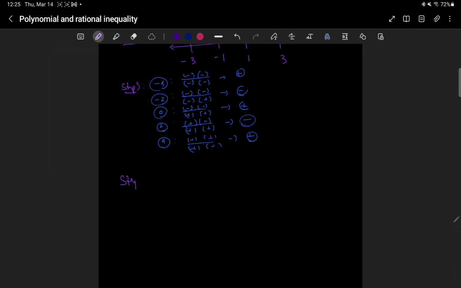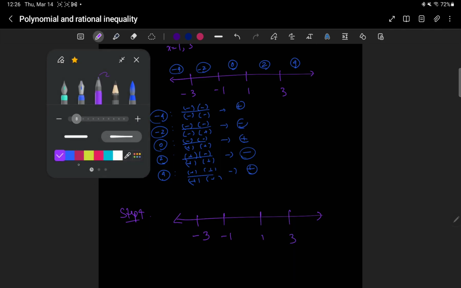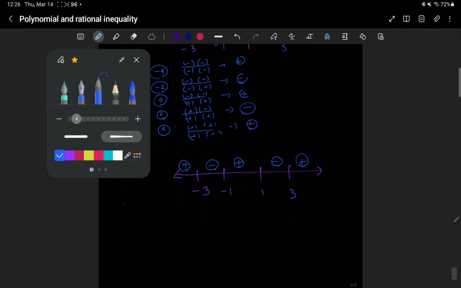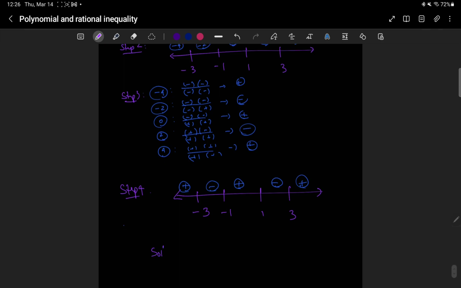And I will summarize my findings by redrawing the number line from step 2 and replacing the test points by the signs that I've just found. So positive, negative, positive, negative, positive. And then I will report my answer based on what is needed. I want it to be greater than 0. So the solution is -infinity to -3, union -1 to 1, union 3 to infinity.